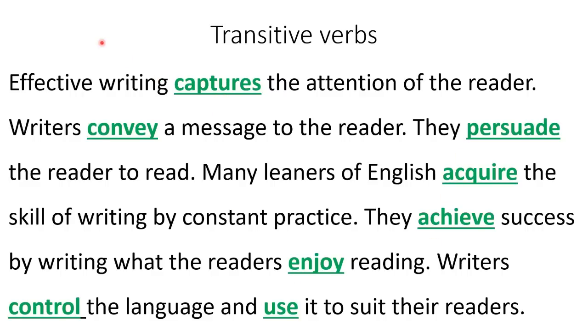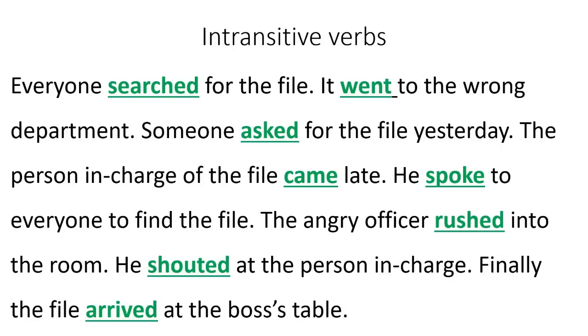Let us now move on to the intransitive words. Once more, the words are underlined. These are all intransitive verbs because you cannot put a noun next to them. Behind them, no noun is possible. If you want to add a noun, you have to put a preposition. Only in such a case, by adding a preposition or an adverb, you can complete the sentence. But otherwise, the verb is complete in itself. It doesn't require anything else.